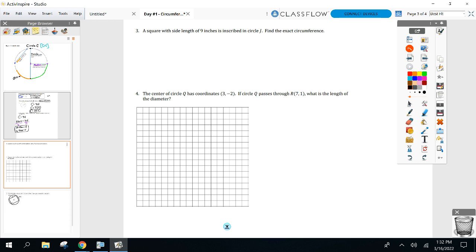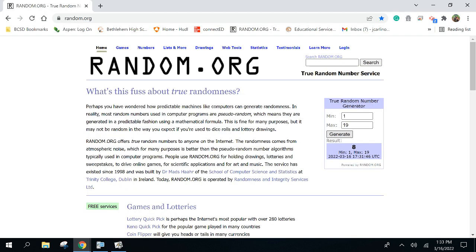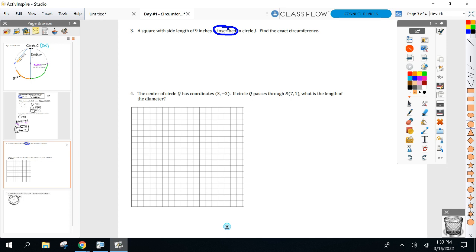We got a vocabulary word we have to review here. A square that's got a side length of 9 is inscribed. Where's the square then? On the outside of the circle or the inside if it's inscribed? Inside. Inscribed inside. So imagine a circle with a square inside right now. And it says it's circle J. What's that mean to me now after what we discussed at the very beginning of today's class? Circle J. What's J? The name of the circle.